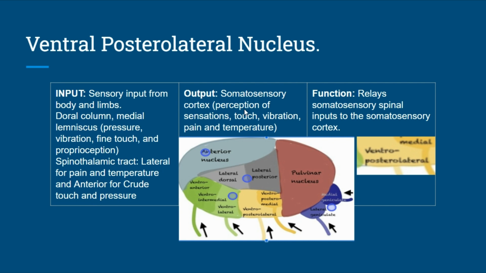So this is for the perception of the sensation: touch, vibration, pain, and temperature. But this one is from the body and the limbs, while the face and gustation are the other one, the posterior medial nucleus, but this one is the posterior lateral. The function of the ventral posterior lateral nucleus is that it relays the somatosensory spinal inputs to the somatosensory cortex.